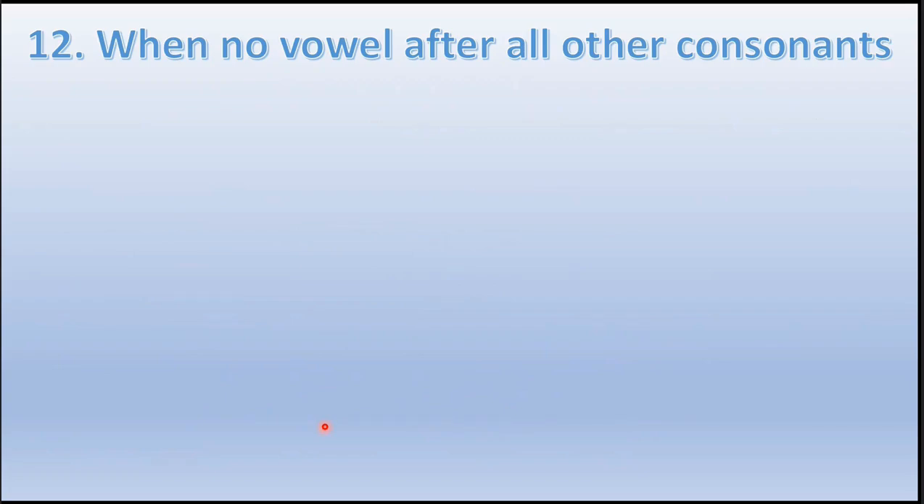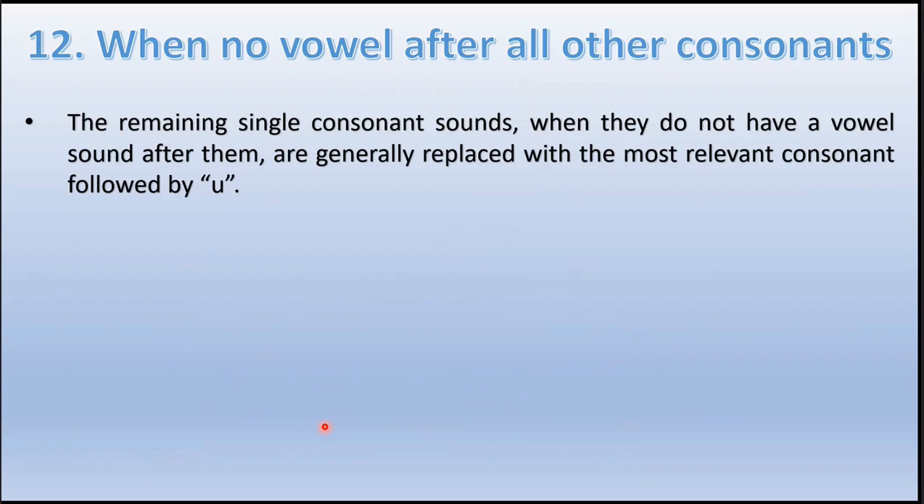Then we proceed to rule number 12. When there is no vowel sound after all other consonants. We have discussed the D and T sounds, the ta sound, the ja sound, and in rule number 11 we have seen the ek sound. Other than these, if there is no vowel after a consonant, then what will happen? That we will see in rule number 12. The remaining single consonant sounds, when they do not have a vowel sound after them, are generally replaced with the most relevant consonant followed by a u sound. So the u vowel is used.